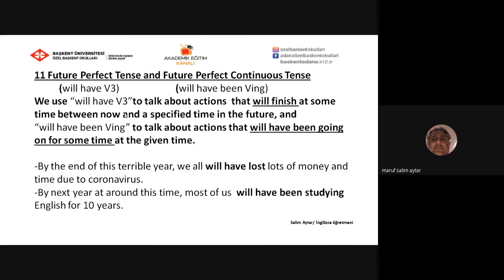Future perfect tense and future perfect continuous tense. Okay? We use will have plus verb 3 to talk about actions that will have finished at some time between now and a specified time in the future. It will have finished. And we use will have been plus verb-ing to talk about actions that will have been going on for some time. It should show duration again at the given time.